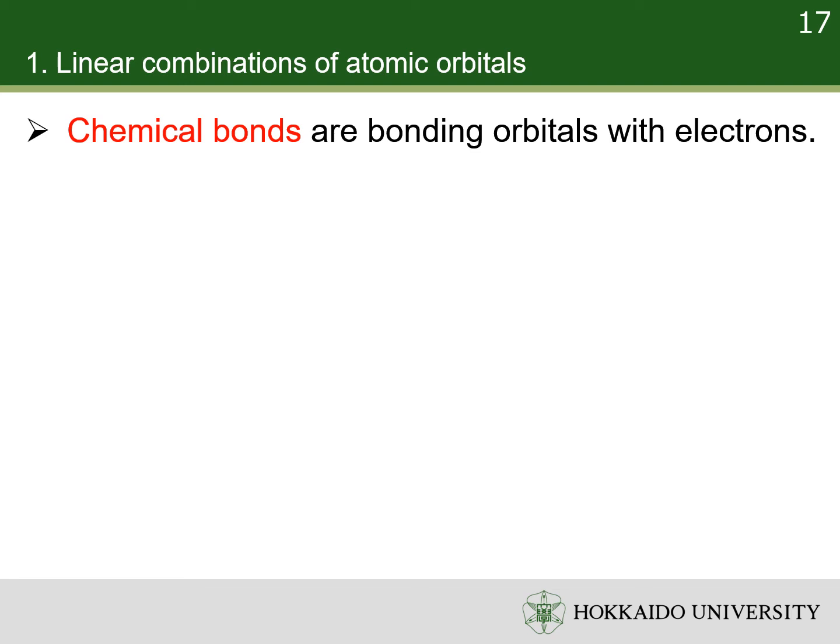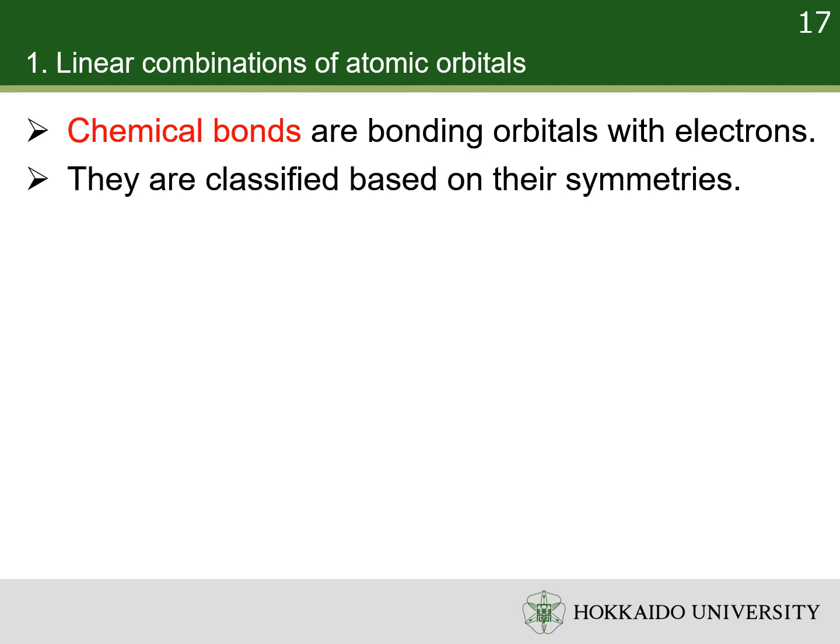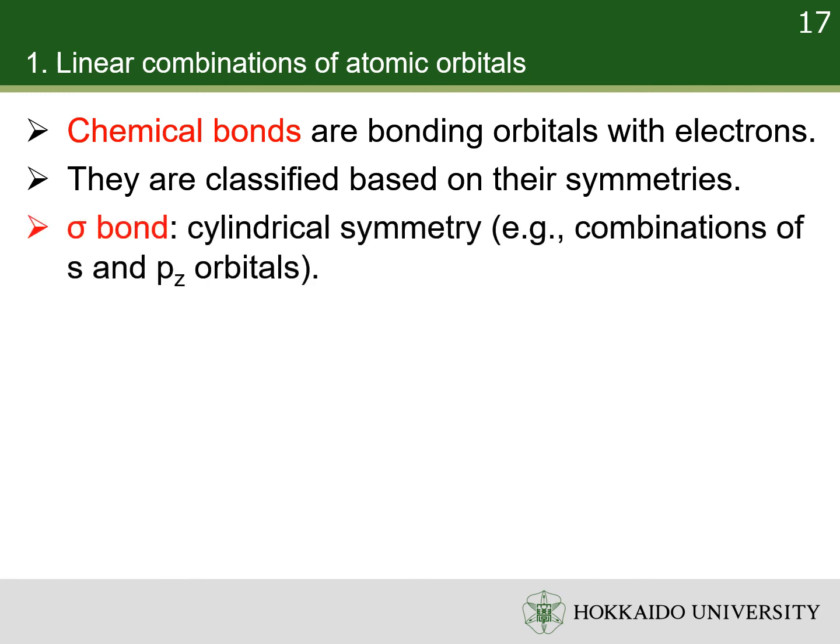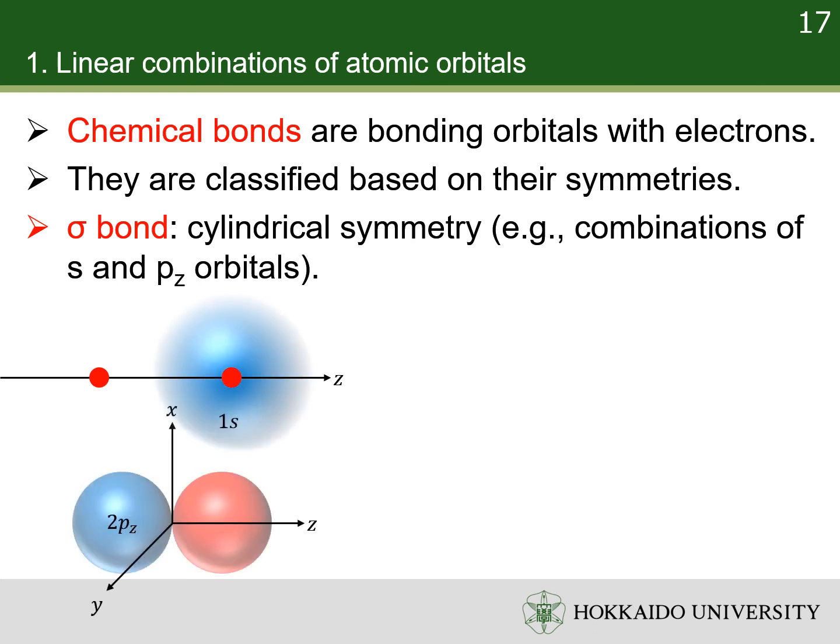Chemical bonds are bonding orbitals with electrons in them. They are classified according to their symmetries. A sigma bond is a bond with cylindrical symmetry with respect to the bond axis, which is the axis connecting the 2 nuclei. The z-axis is usually selected so that it is parallel to the bond axis. The s orbital and the pz orbital are cylindrically symmetric with respect to the bond axis. So, the linear combinations of them are still cylindrically symmetric with respect to it.